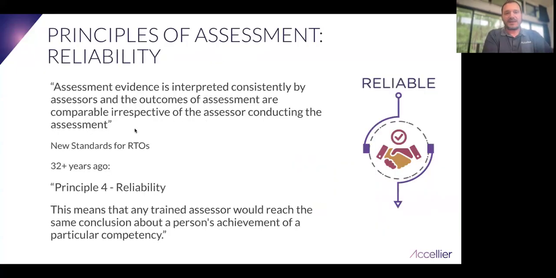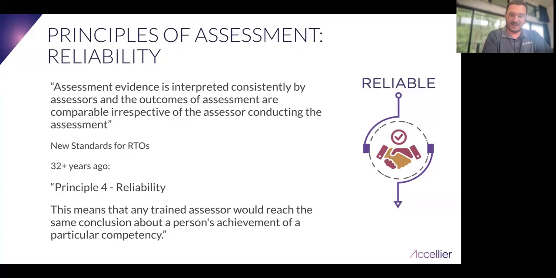So the next one is reliability. So the new standards, what do they say? They say that assessment evidence needs to be interpreted consistently by assessors, and the outcomes of the assessment are comparable irrespective of the assessor conducting the assessment. Wow, it takes a little bit of unpacking some of this wording of the new standards.